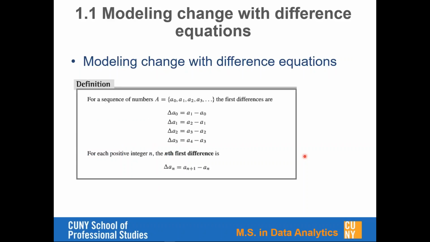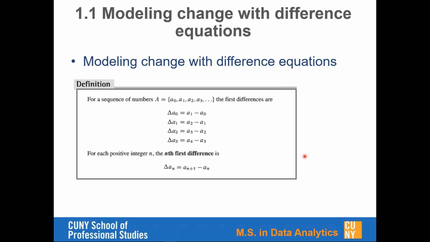So how can we model a change? Delta A0 is A1 minus A0, and delta A1 is A2 minus A1, and so on and so forth, so that we know the nth first difference, delta An, is An plus 1 minus An. If we sum up all the deltas, we would see that it equals An plus 1 minus A0, just because the intermediary terms A1, etc. have been cancelled.